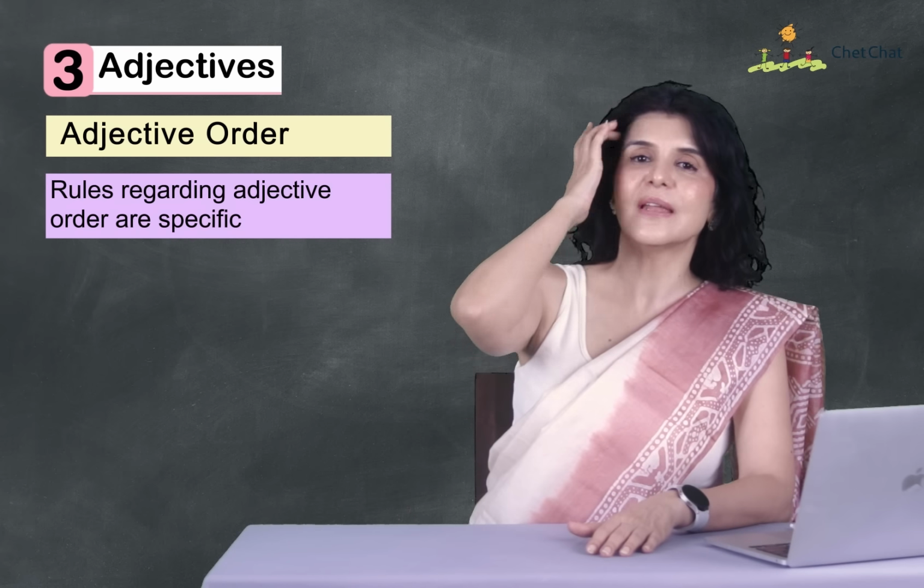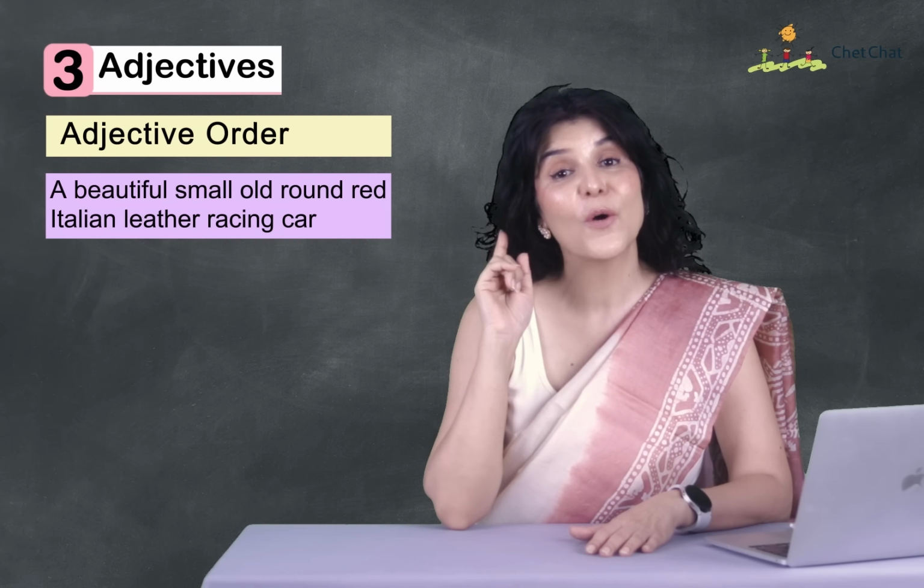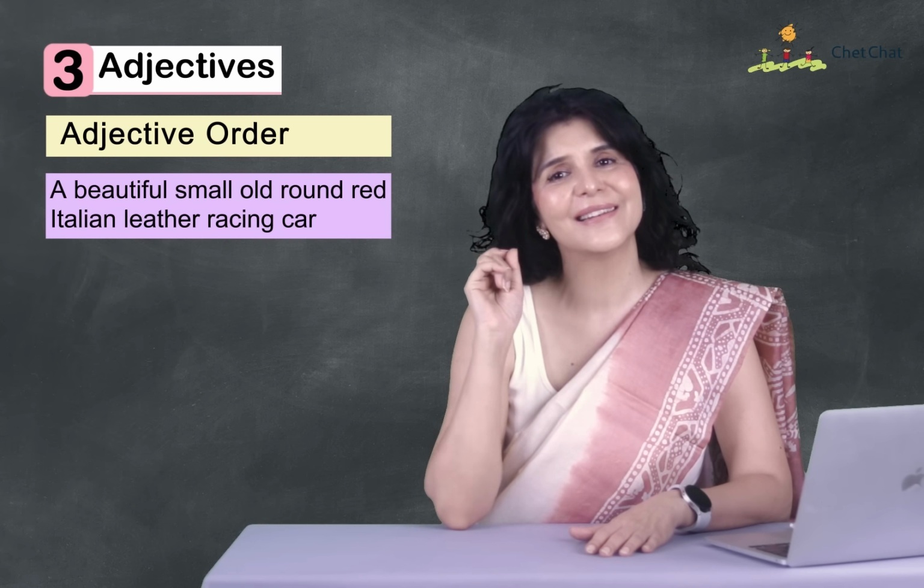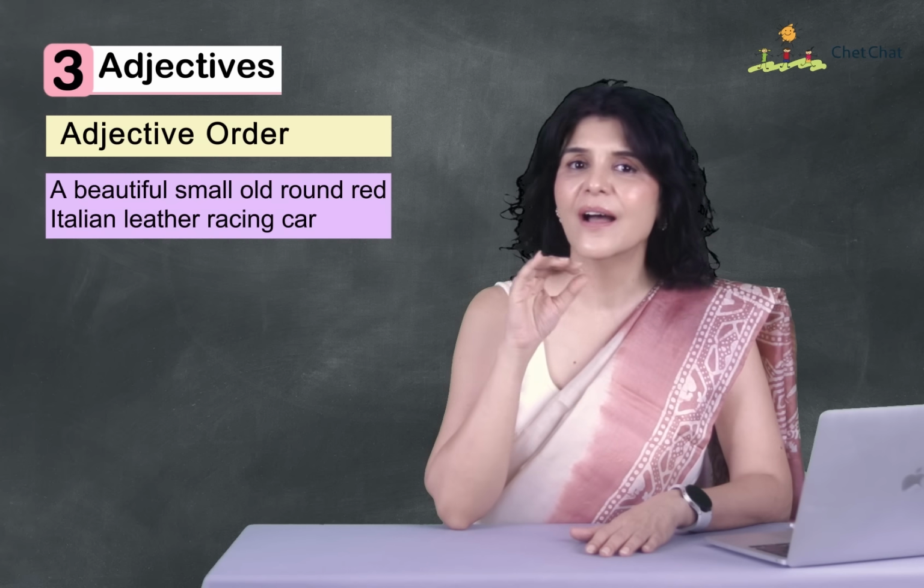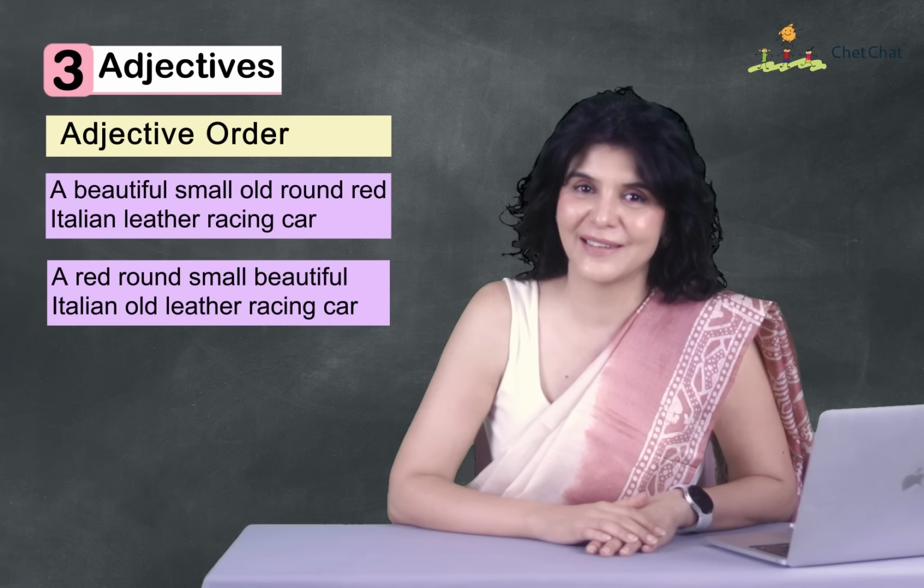But look at these 2 sentences and tell me which of these sounds correct. A beautiful, small, old, red Italian leather racing car, or a red, round, small, beautiful Italian old leather racing car.